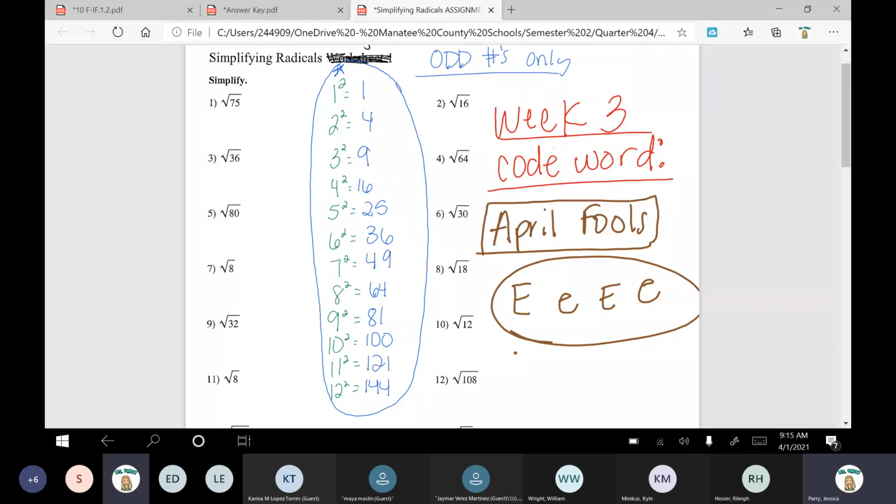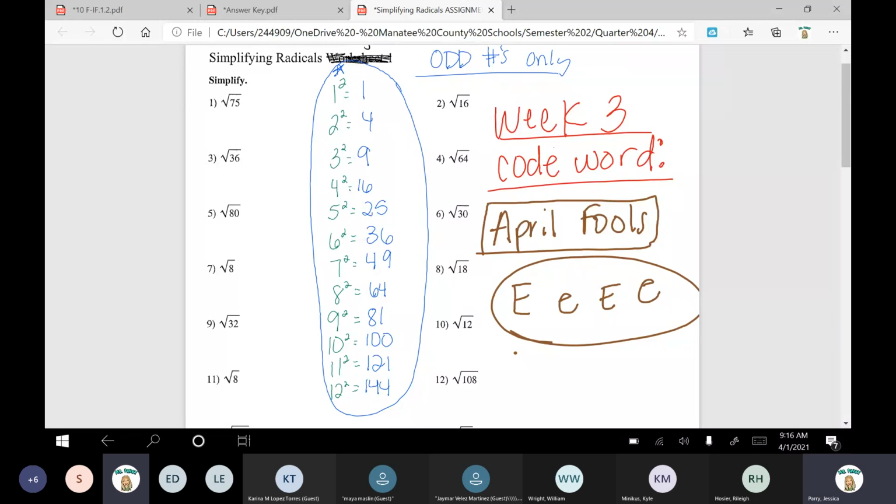So we've got all of our perfect squares. That's just the first 12 perfect squares, all of the numbers in blue: 1, 4, 9, 16, 25, 36, 49, 64, 81, 100, 121, 144. Those are all your perfect squares that are going to help us with this assignment here.